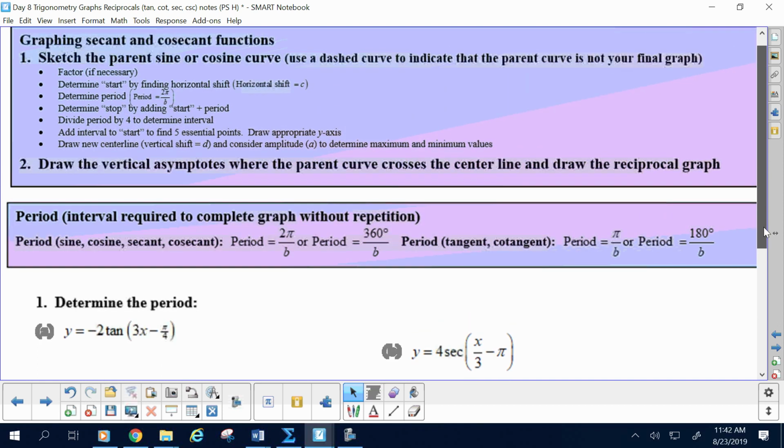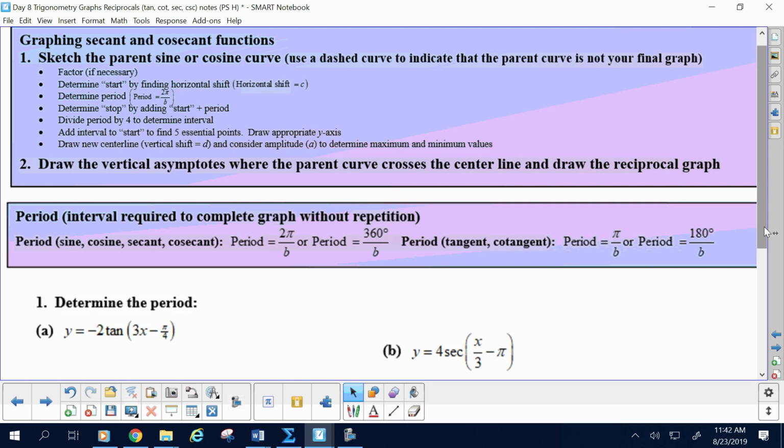Okay, so when you go to graph a secant and cosecant function, most of the work is graphing the sine or cosine function. You do all that cosine or sine graphing, and then wherever the sine or cosine has a center line, that's where the vertical asymptotes are. Then you draw the reciprocals by just matching the bumps top and bottom, all right?